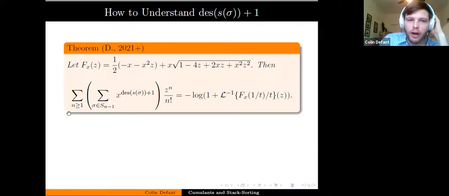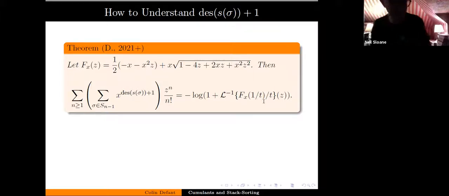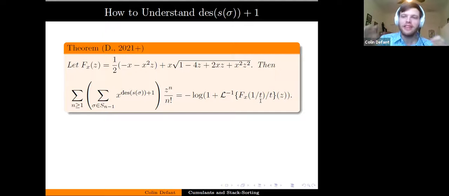So I take the exponential generating function for these polynomials with respect to the variable z, and it ends up being this expression here. This is the negative logarithm of 1 plus the inverse Laplace transform with respect to t of f sub x of 1 over t of z. Okay, so don't worry about what this is. It's just some kind of weird thing, but it's pretty explicit. At least it's explicit enough for me to get the things that I had from the previous slide, like the expected value. It's following from this expression. This is kind of a pain to work with because of the inverse Laplace transform, but for the most part, it's explicit enough to prove things like the formula for the expected value.